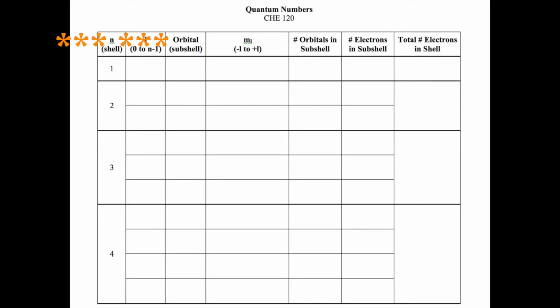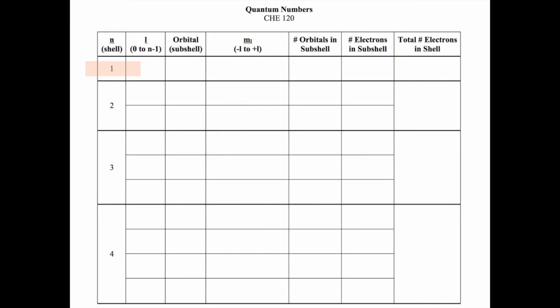Now, for the values of any set of quantum numbers that you write, it is only the value of n that you have any say over. You make a choice on the value of n, or the shell that you're going to be describing orbitals for, and the rest of the quantum numbers are then based on that value of n that you chose. So the sets of quantum numbers will depend on what shell you're working with.